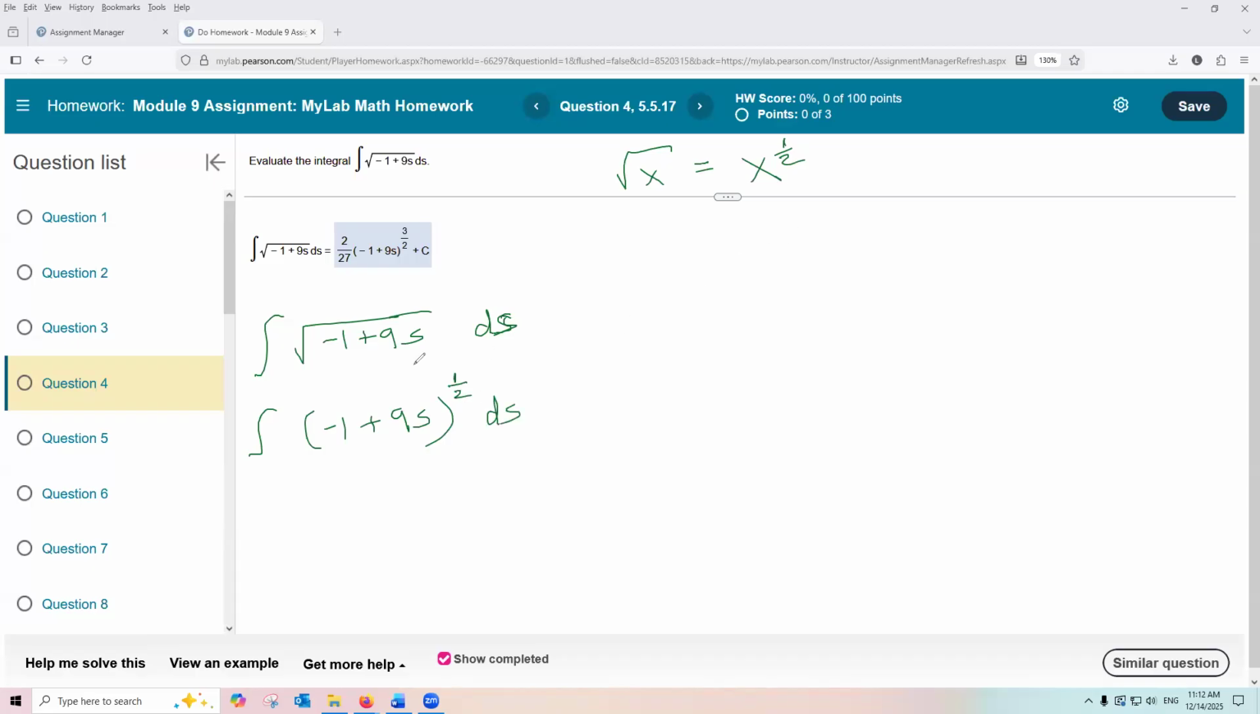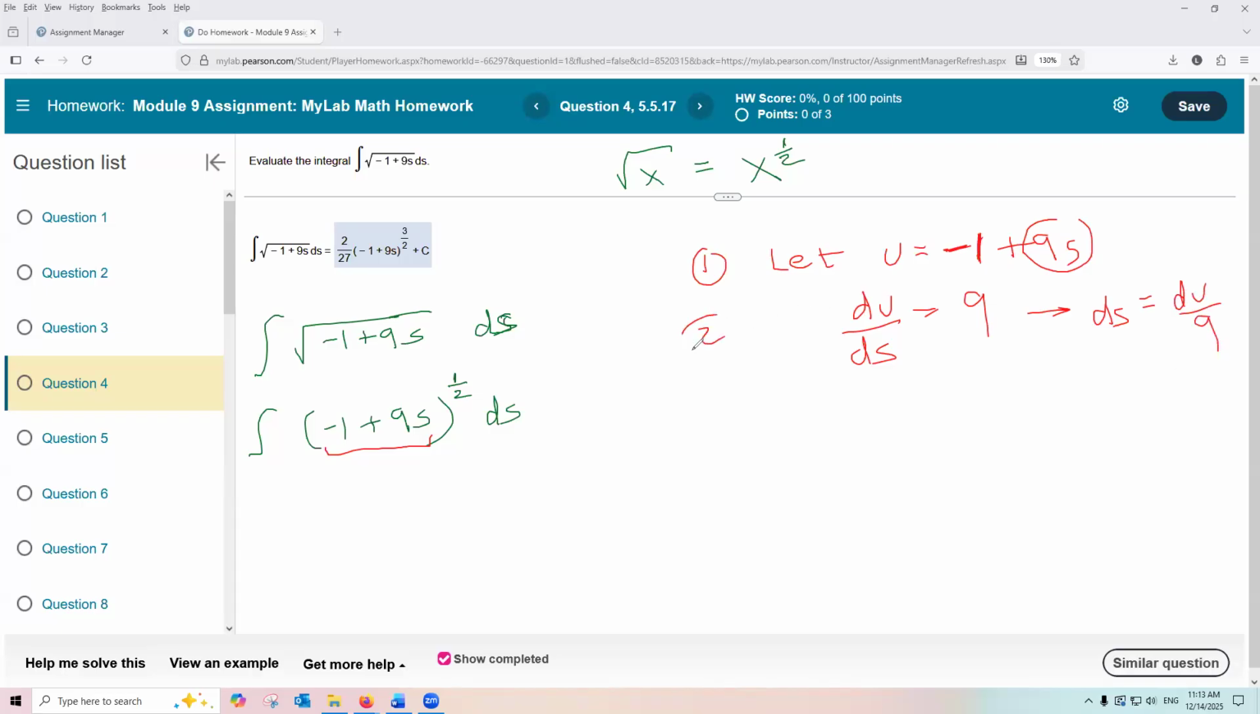All right, again, I'm going to use the u substitution method. u is this expression inside the parenthesis being raised to the exponent. So I'm going to let u equal -1 + 9s. I'm going to take the derivative with respect to s. The derivative of -1 is 0. The derivative of 9s is just 9. All right, solve this equation for ds. ds is du over 9.